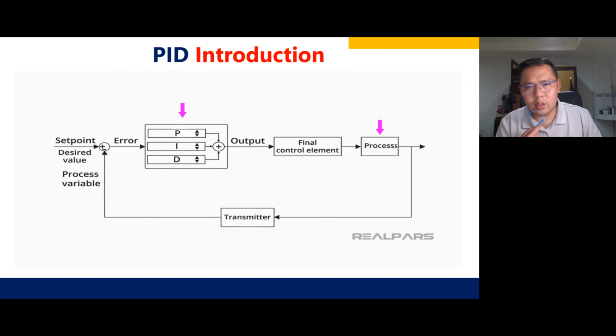So the PID controller uses three components to calculate the control output: proportional, integral, and derivative. Each of these components works together to adjust the control output to reach the desired setpoint.